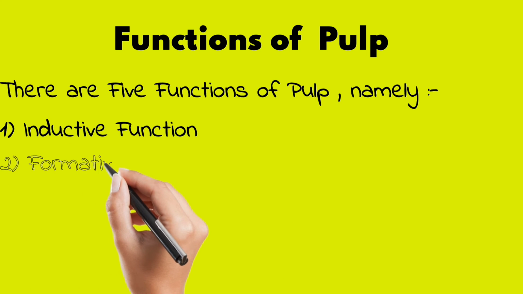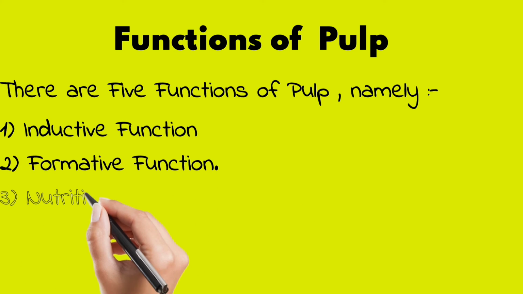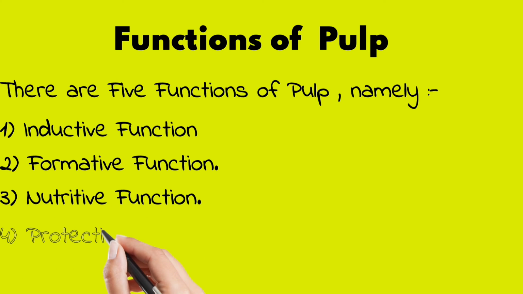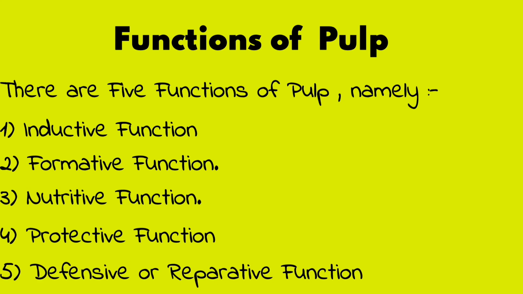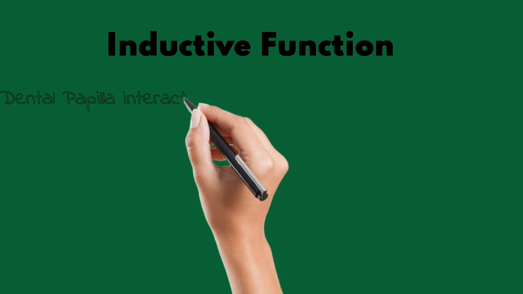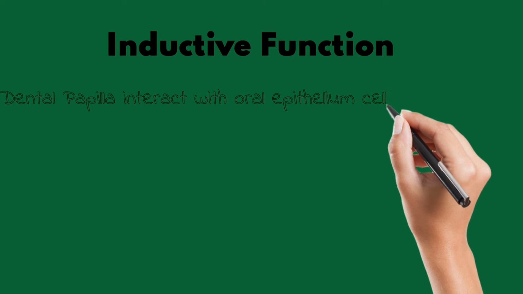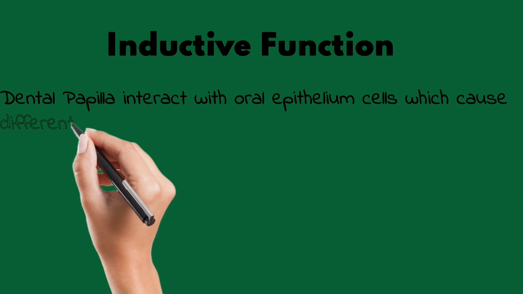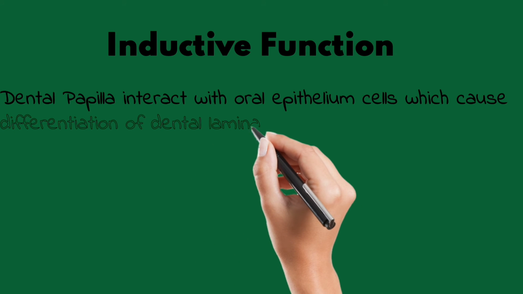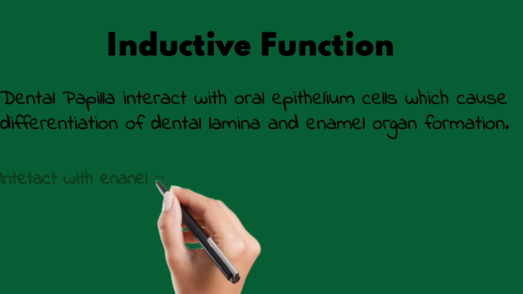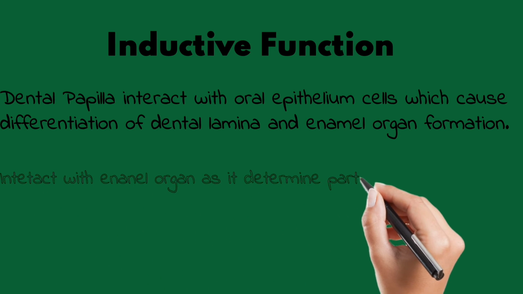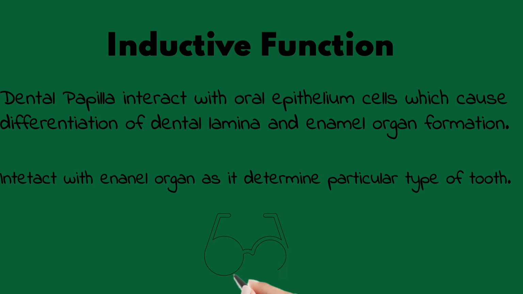Mainly, pulp has 5 functions. These are inductive function, formative function, nutritive function, protective function, and the defensive or the reparative function. So let's study each of these 5 functions in detail in the upcoming slides. First, we have the inductive function. The pulp anlage, or in simple words, the dental papilla, interacts with the oral epithelium cells and causes the differentiation of the dental lamina, and so the enamel organ formation occurs. Also, interaction with the enamel organ determines the particular type of the tooth.